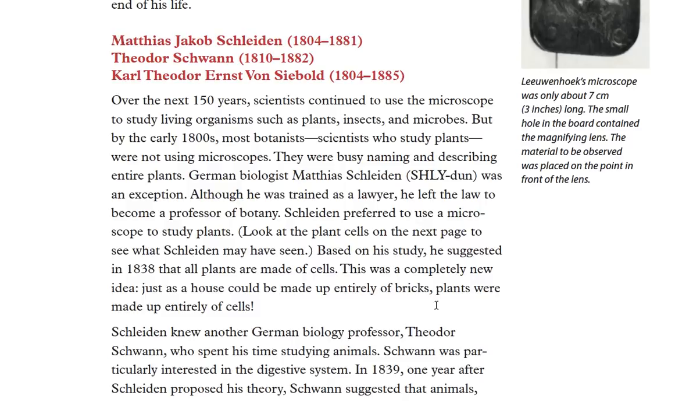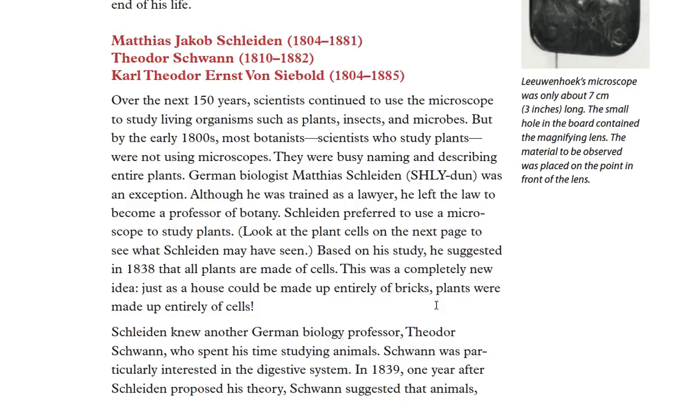Look at the plant cells on the next page to see what Schleiden may have seen. We'll look at it in a minute. Based on his study, he suggested in 1838 that all plants are made of cells. This was a completely new idea. Just as a house could be made entirely of bricks, plants were made entirely of cells.